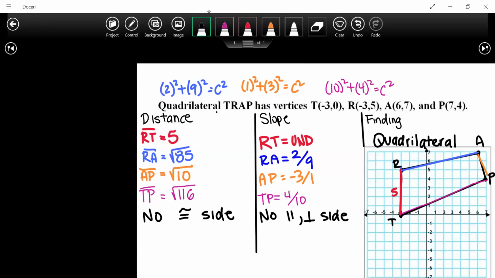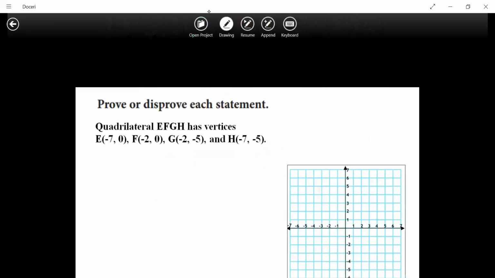We're going to do the bottom right one because I don't like the one before that. Yeah, it's a square. I don't like that last one.